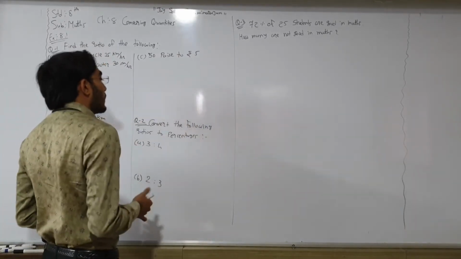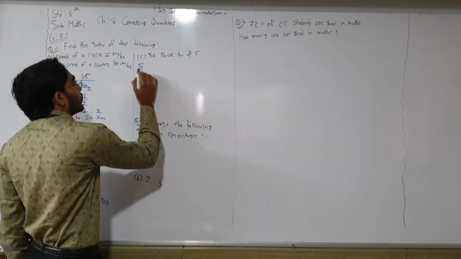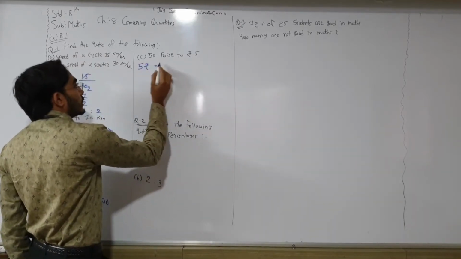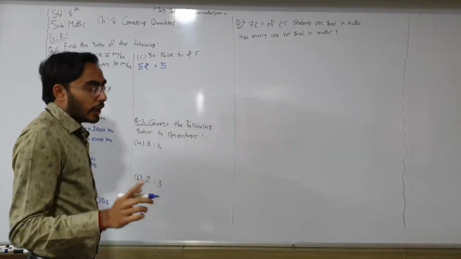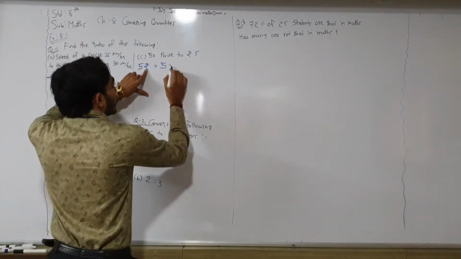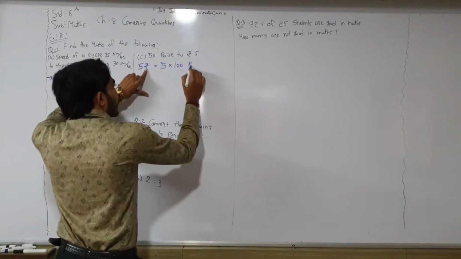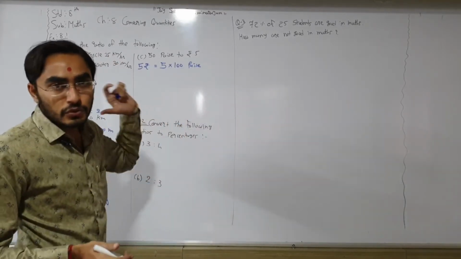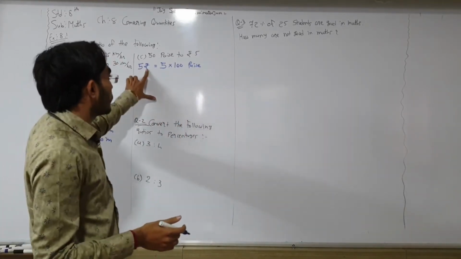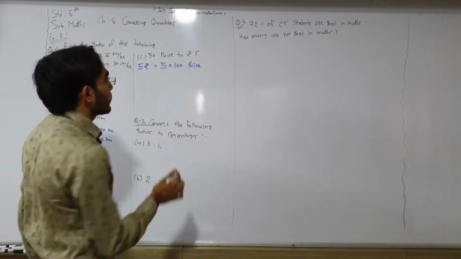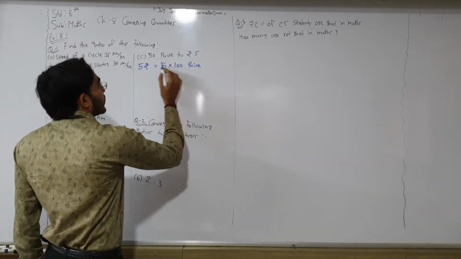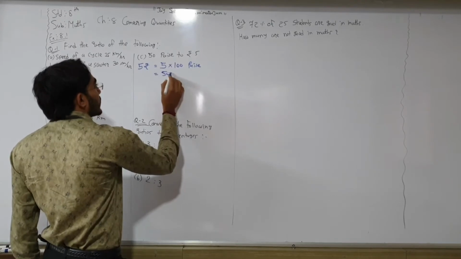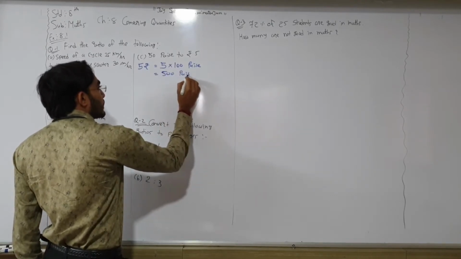Here we have 5 rupees. So 5 rupees is equal to 5, and 1 rupee is equal to 100 paisa. In place of rupees, 100 paisa. So 100 into 5 is 500 paisa.